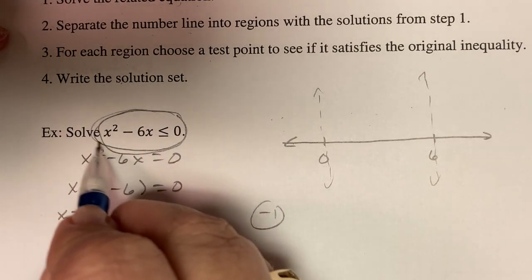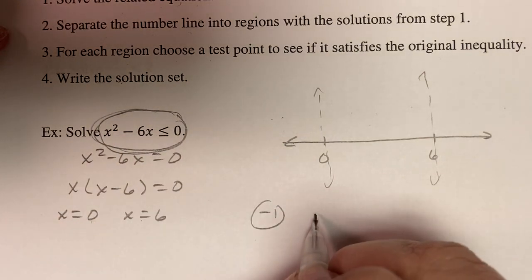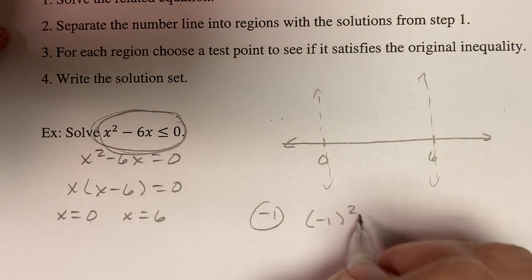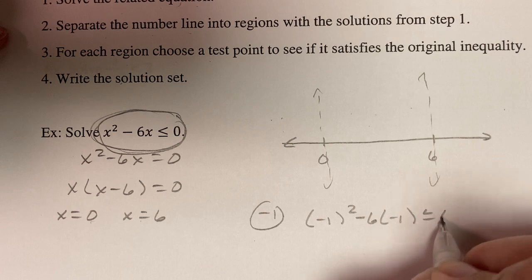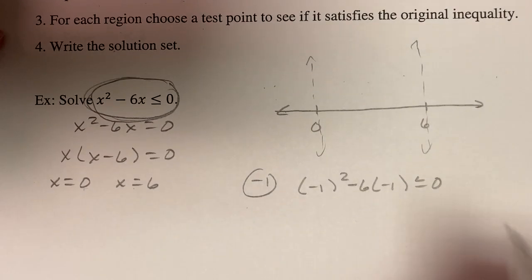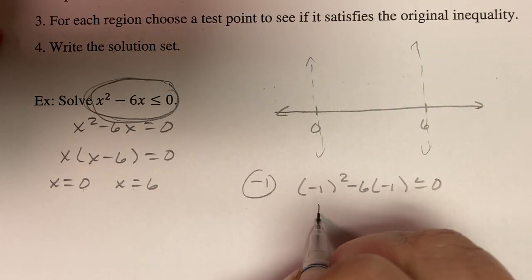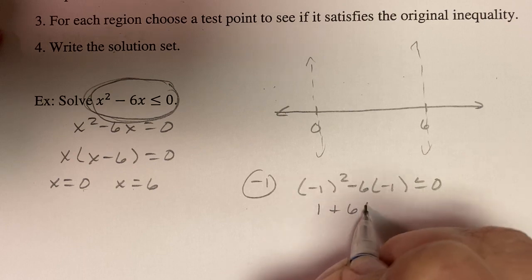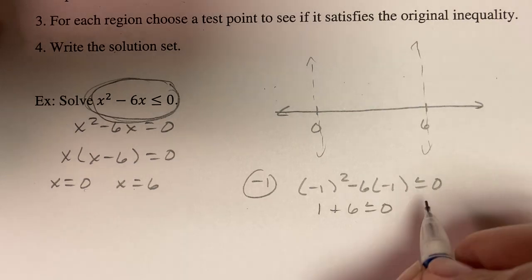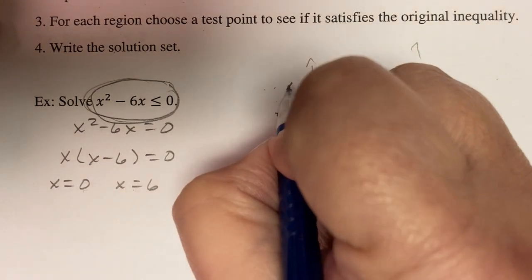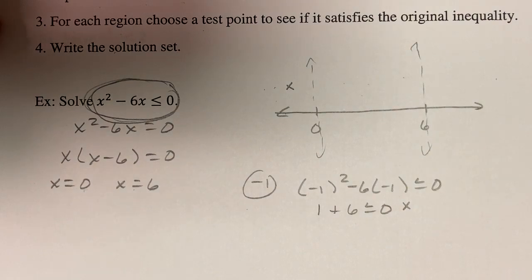Well, if I plug negative 1 into this inequality, it would be negative 1 squared minus 6 times negative 1 is maybe less than or equal to 0. Well, let's see. That's going to be 1 plus 6 is less than or equal to 0. How's that looking? I don't think that's going to be true. So since that's false, I'm going to go up here and put a little x there just so I don't forget.